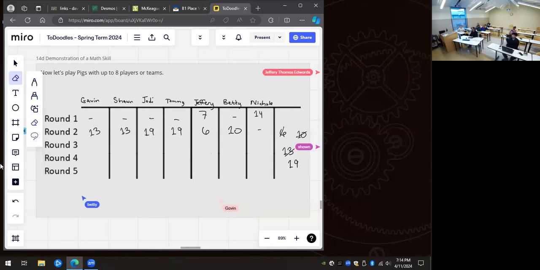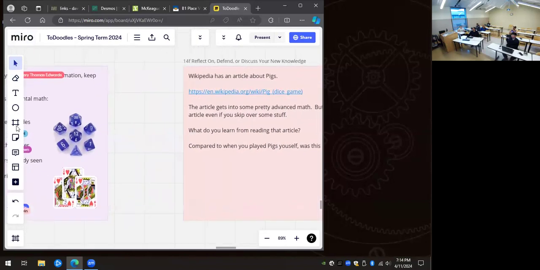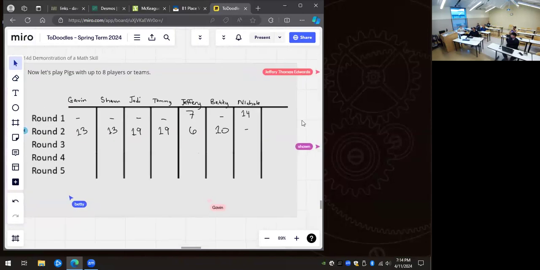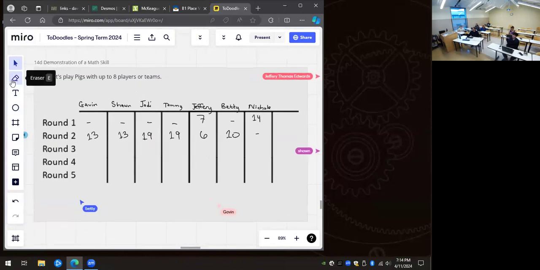I don't know why it's called pigs, by the way. There's a Wikipedia article, just as a quick preview, that you can read about the history of this, or you could just imagine a bunch of old people drunk in England playing this.